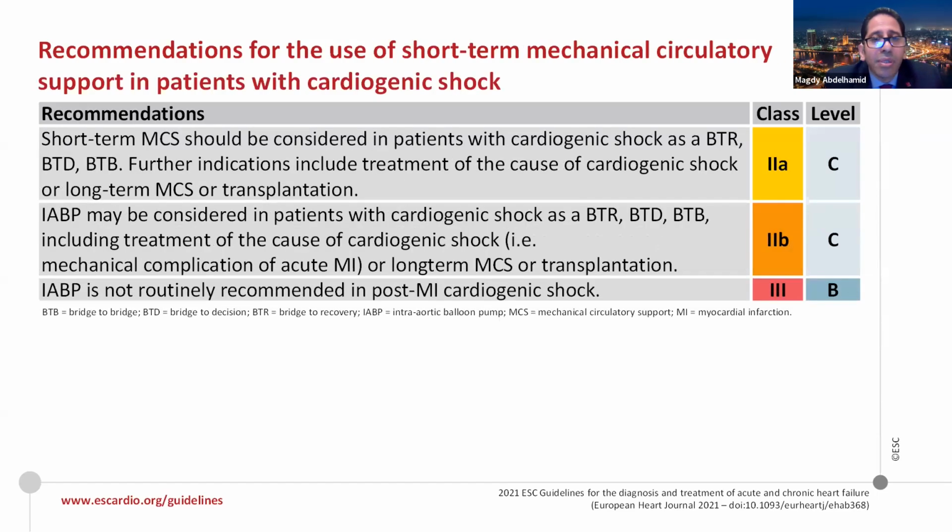Short-term mechanical circulatory support should be considered in patients with cardiogenic shock, as a bridge to transplantation or bridge to recovery. It is a class 2A recommendation. Intra-aortic balloon may be considered in patients with cardiogenic shock as a bridge therapy also to correct cardiogenic shock. It's a class 2B recommendation, while it is not routinely recommended in patients with post-MI, which is a class 3 recommendation.